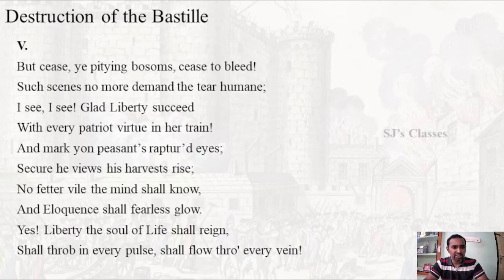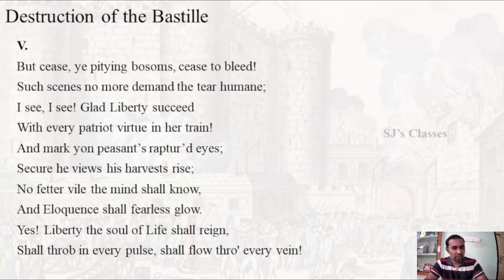So Coleridge concludes this stanza by telling the people to remember the eyes of the peasant. Peasant means a farmer, and this peasant or farmer is at a distance from them, with raptured eyes, meaning his eyes are filled with emotions. And why do his eyes fill with emotions? Because he sees the crops gradually making it to harvest. What Coleridge intends to convey here is that the victory is not far away. It will surely come, and therefore you don't have to fetter your mind, meaning you don't have to chain your mind with vile or wicked thoughts.